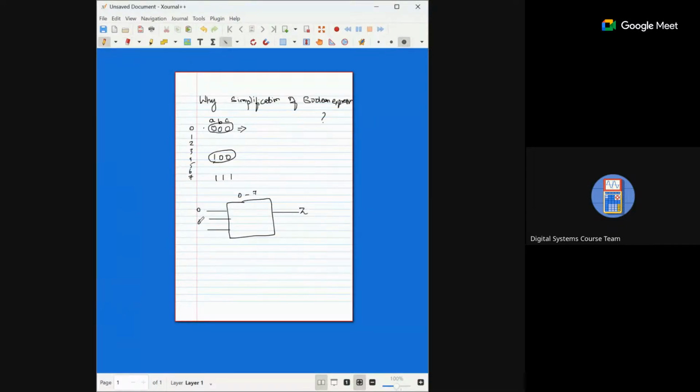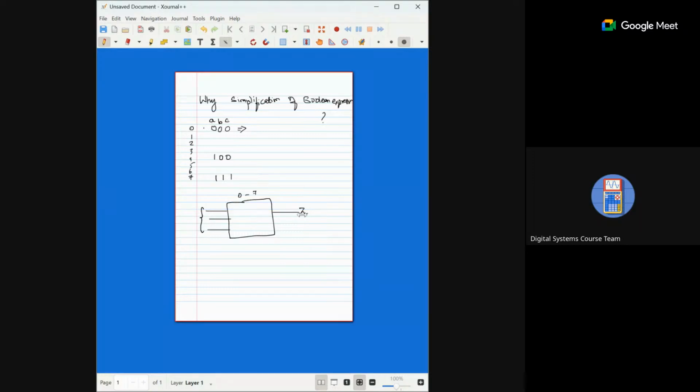So 0, 0, 0 refers to input line 0. If I give 0, 0, 1, it refers to input line 1. 0, 1, 0 refers to line 2. Like this, it will keep on referring. And how do I represent it in expression form? Wherever there is a 0, I have to mention it as a complement operation. So the point is that I have to provide input A.